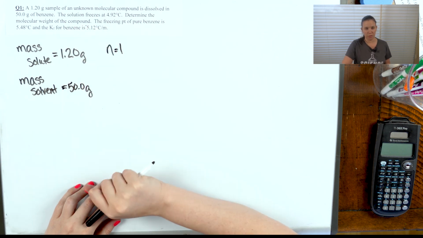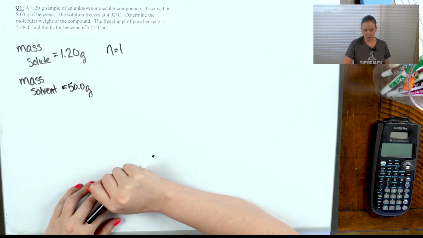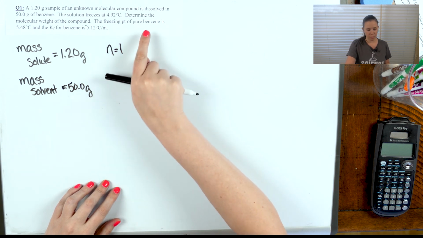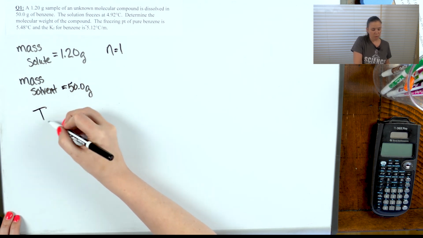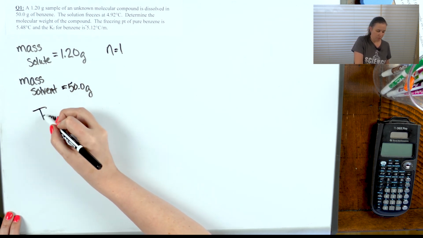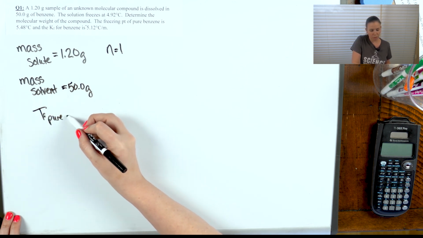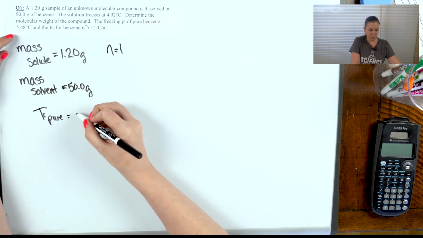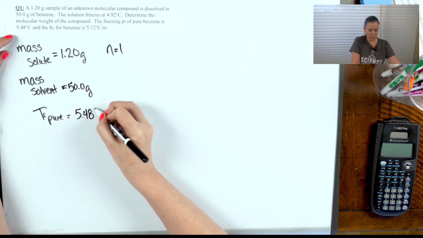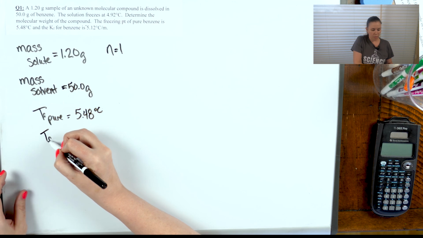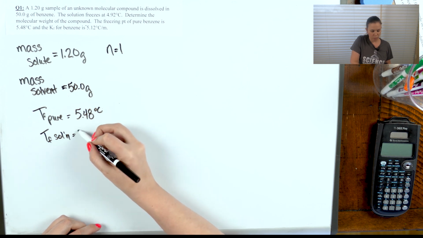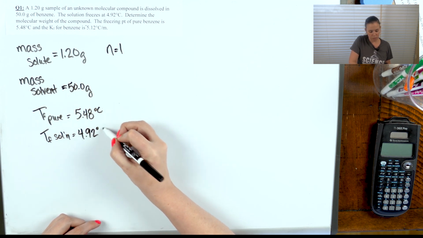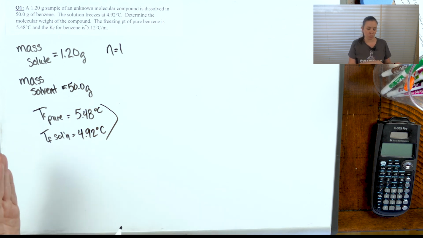Now it's giving us some temperatures. We have a solution that freezes at 4.92. We're trying to find a molar mass. And then it says pure benzene will freeze at 5.48. So we have the freezing temperature of the pure substance, which was the second one that they gave us, of 5.48 degrees Celsius. And then the solution freezing point was this 4.92 degrees Celsius. So whenever they give you two temperatures, you can find the delta T, or change in temperature.